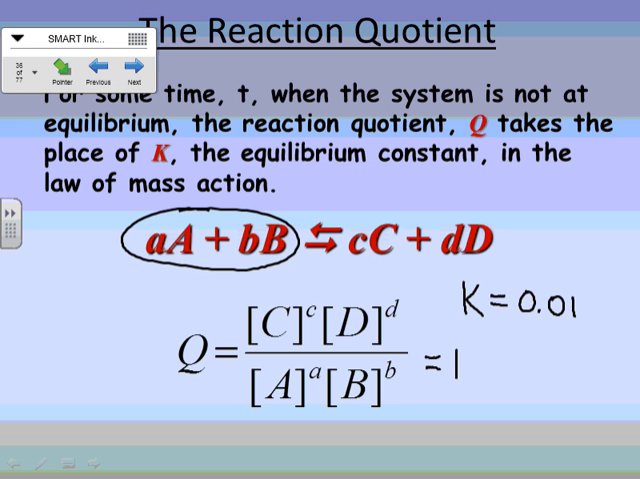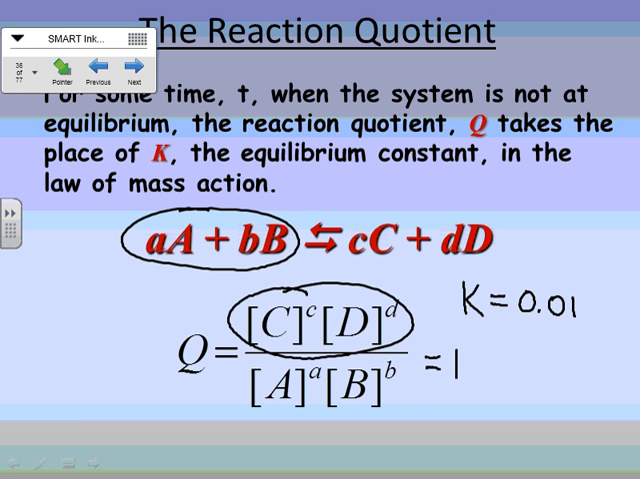So if the Q is 1, at some certain instant in time this reaction has a reaction quotient of 1, but the equilibrium constant is 0.01. What needs to happen here? Which direction does this reaction need to go in order to get to 0.01? Reactants to products. Okay, so what needs to happen is, you're saying that this needs to get bigger?